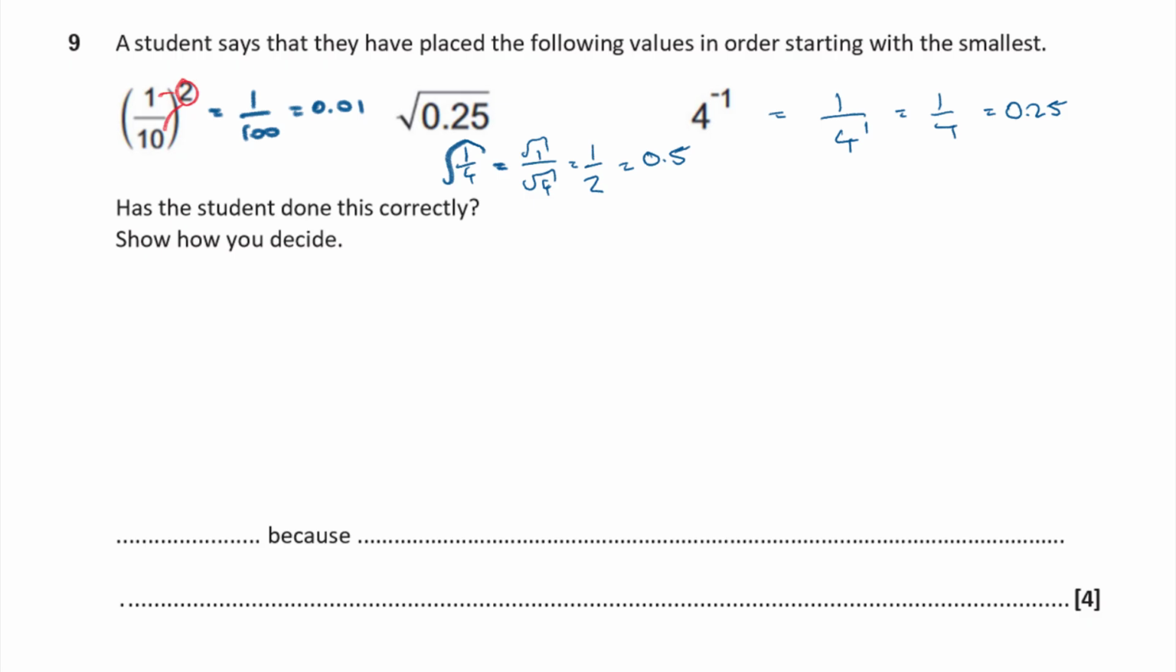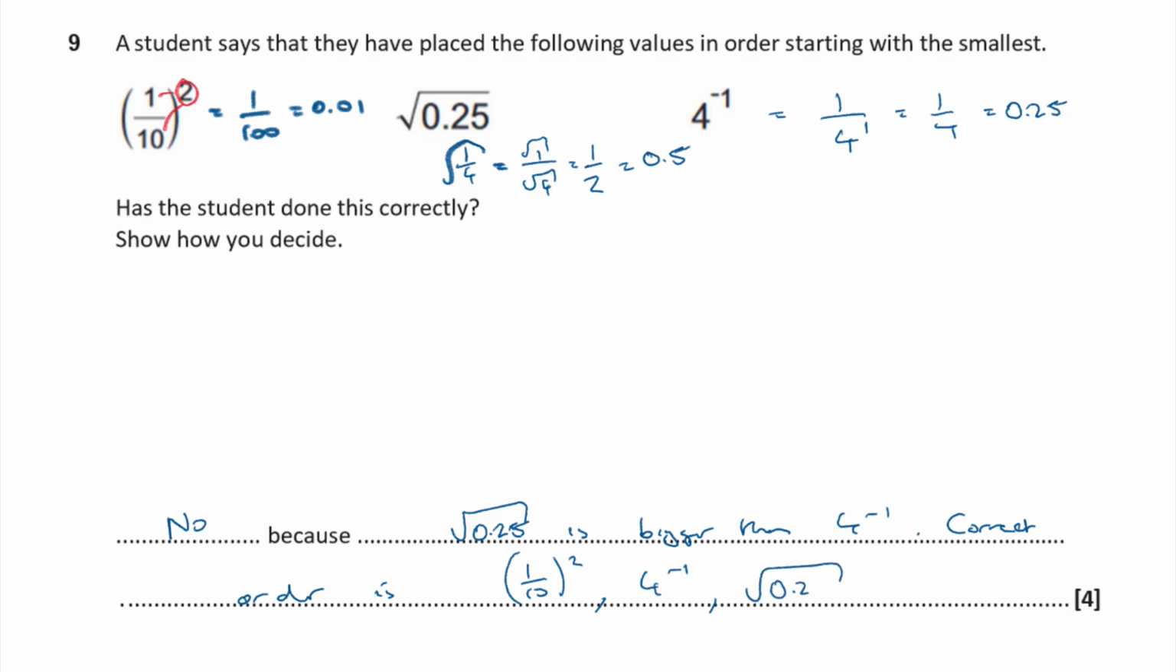So is it done correctly? No, because root of 0.25 is bigger than 4 to the minus 1. So the correct order is 1/10 squared, 4 to the minus 1, and then the root of 0.25.